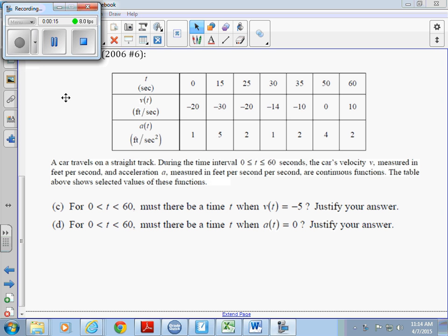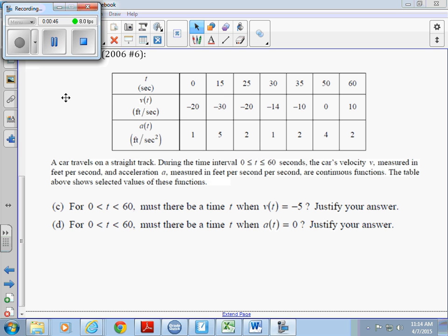Per second per second. Yesterday we made the connection that the derivative of velocity is the acceleration, or the slope of velocity is acceleration, so that's important to know. Both are continuous functions. The table above shows selected values of these functions. For 0 to 60, must there be a time when the velocity is -5? Justify your answer.